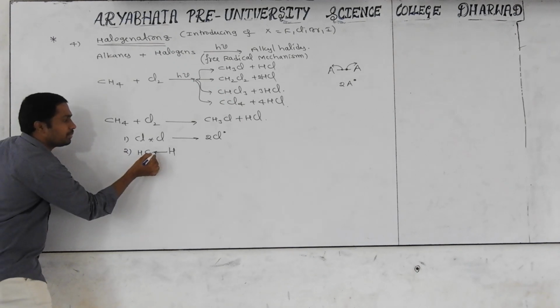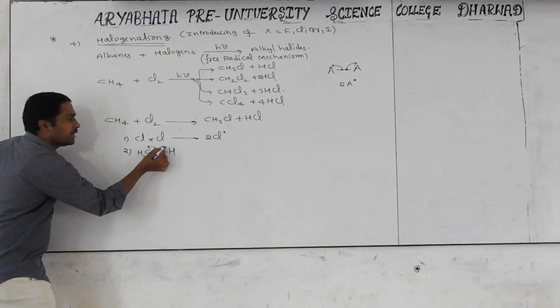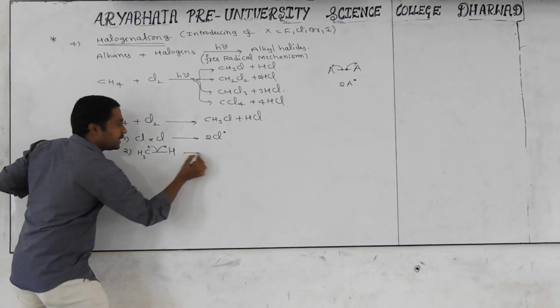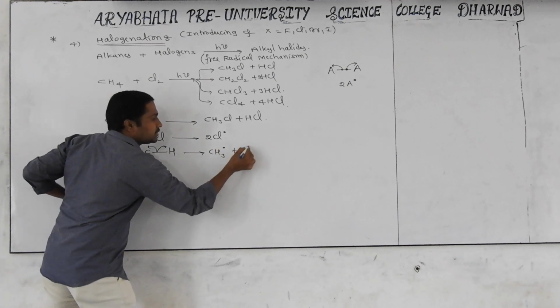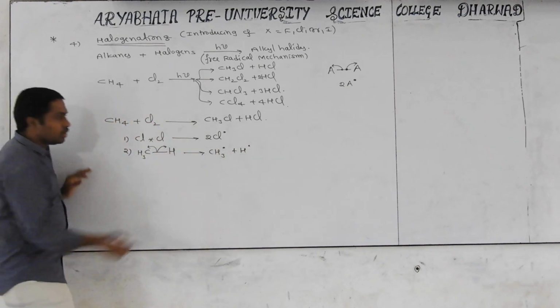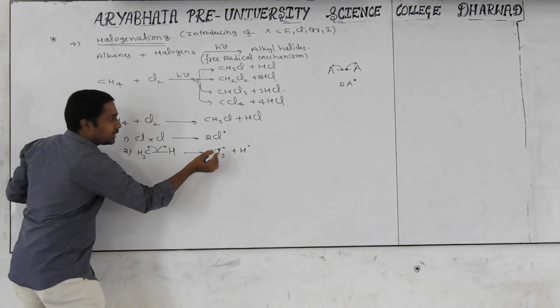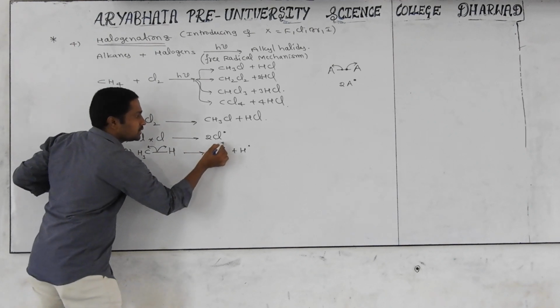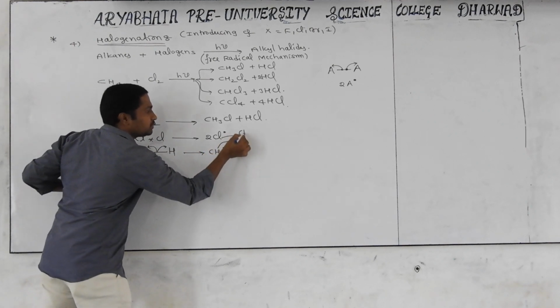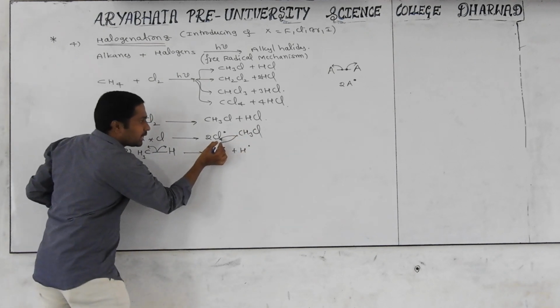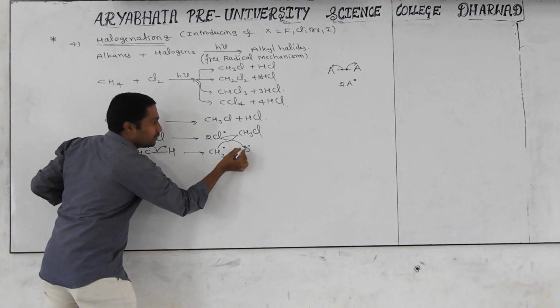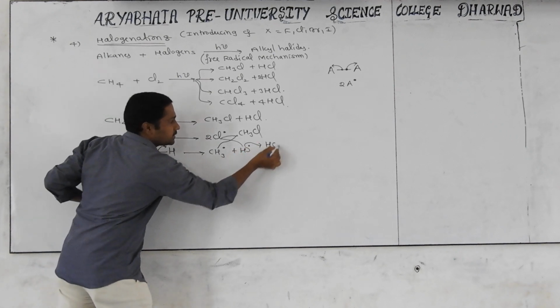Then here also the bond will break down, and we get equal distribution of electrons. Then what are we getting? CH3 radical plus H radical. One CH3 radical and one chlorine radical become CH3Cl. Again, one more chlorine radical and one H radical together give us HCl.